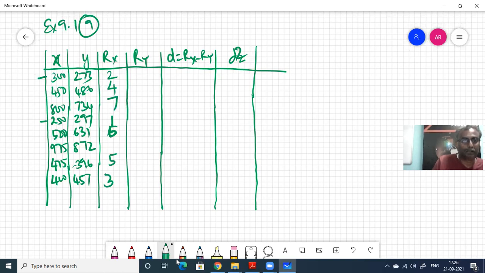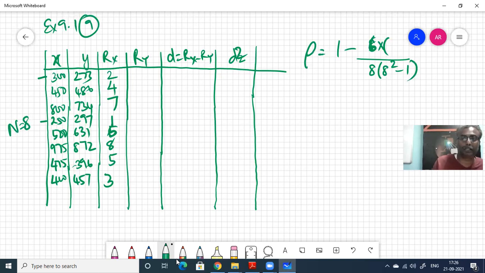800. Then 975. 1, 2, 3, 4, 5, 6, 7, 8. So n is equal to 8. Very simple. So you can see rho is equal to 1 minus 6 into whatever divided by 8 into 8 squared minus 1. Okay, let us keep it like that.